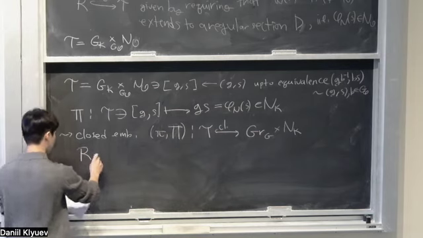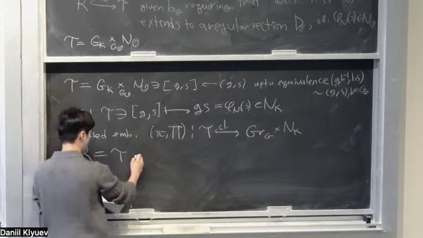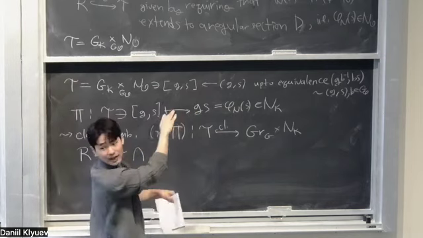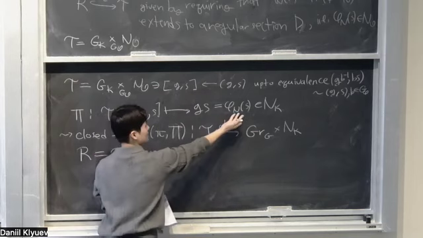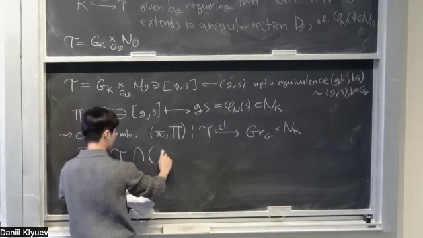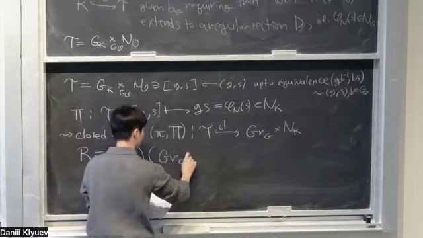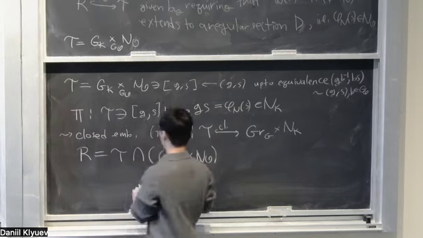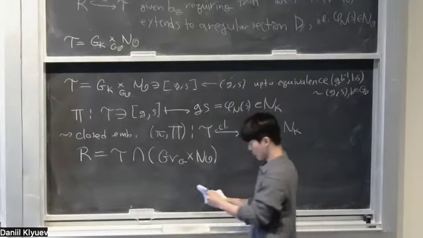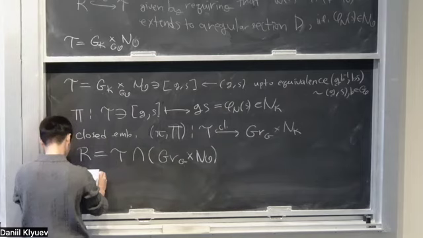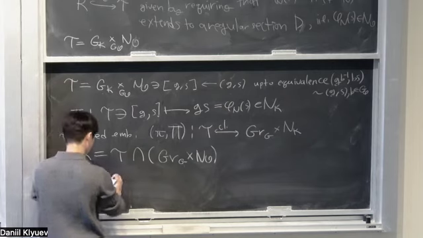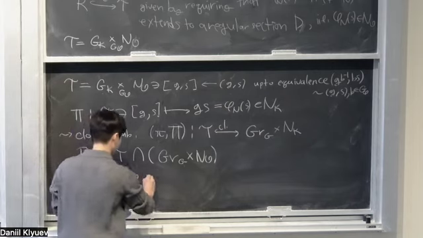And in this description, we said earlier that R is the ones where Pn S doesn't have a pole, right? Pn S is exactly this thing. So in this description, R is exactly T intersected with the Grassmannian times NO. Let me know if there's any question.